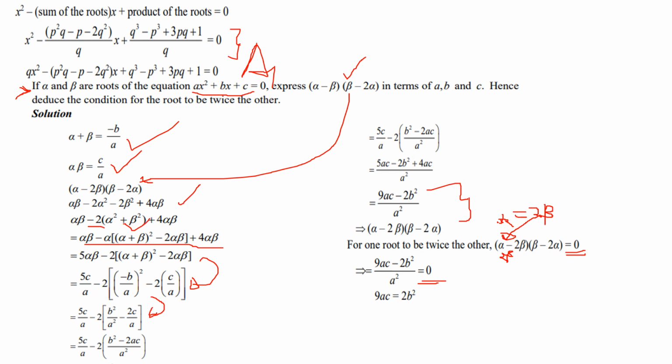So you come back to your expression that you got, and then you equate it to 0. You cross multiply, losing the denominator, implying that your numerator will be equal to 0, and then you make 9ac the subject, and you remain with 9ac is equal to 2b squared. So I hope that has been simple to understand.